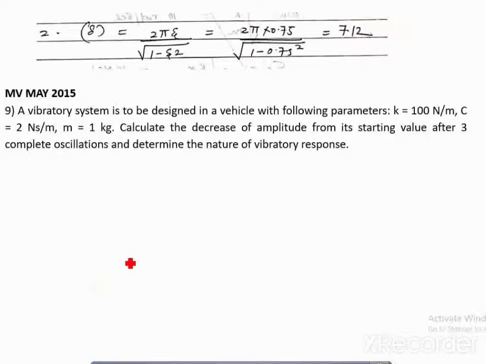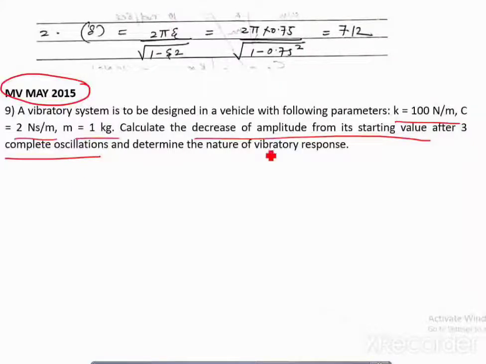Now I will solve the next problem, which is again asked in mechanical vibration, the MV paper, May 2015. A vibratory system is to be designed in a vehicle. Now here you have to design a vibratory system with the following parameters: K 100 Newton per meter, C 2 Newton seconds per meter, M 1 kg. Calculate the decrease of amplitude from its starting value after 3 complete oscillations and determine the nature of the vibratory response, whether it is oscillatory or not.